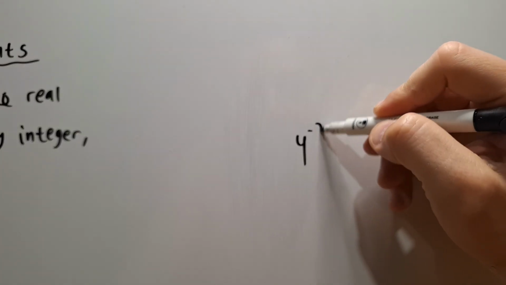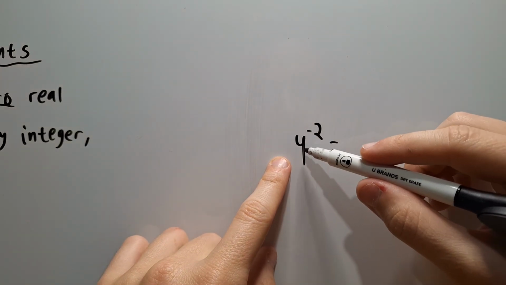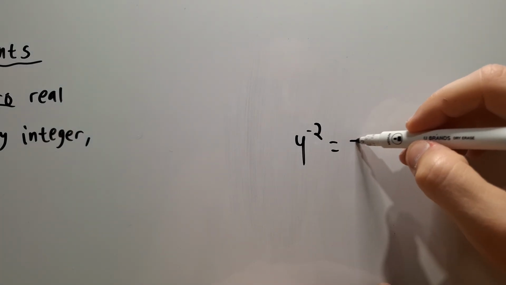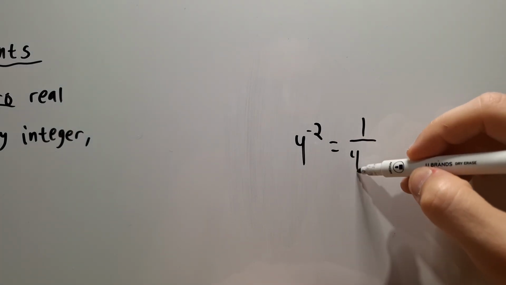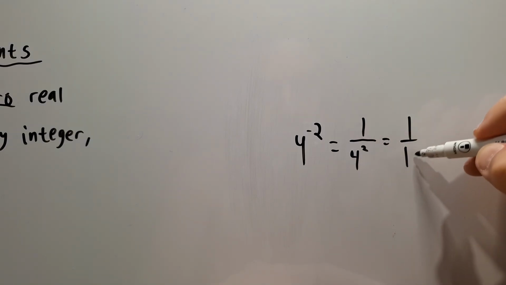Four to the negative second power. We have to find the reciprocal of this to make this exponent positive. So it's going to be 1 over 4 squared, which is 1 over 16.